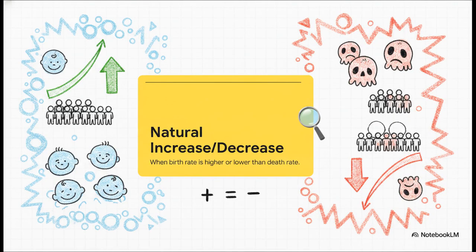Now, when we put those two metrics together, we get what's called natural increase or natural decrease. It's just simple math, really. If births outnumber deaths in a given year, you get a natural increase. The population goes up. But if deaths are higher than births, the population naturally decreases.